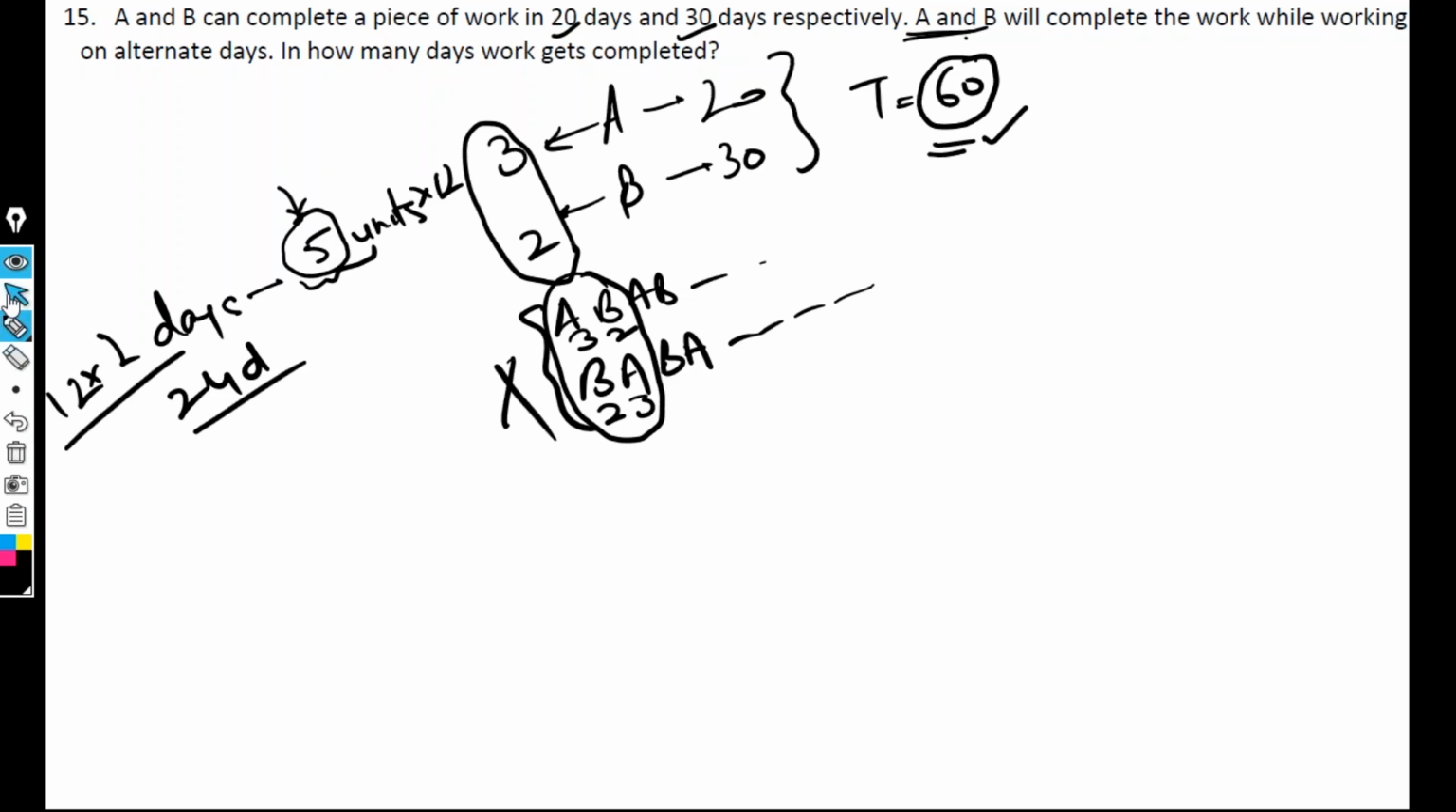Tell me, Anubhav, what is the issue? Anubhav, in 2 days, they are able to complete 5 units. Is it clear, Anubhav? In 2 days, yes, good. So 60 divided by 5, quotient is 12. Multiply both sides by 12, yeah, that's it. 12 into 2 is 24. Good, no issues.